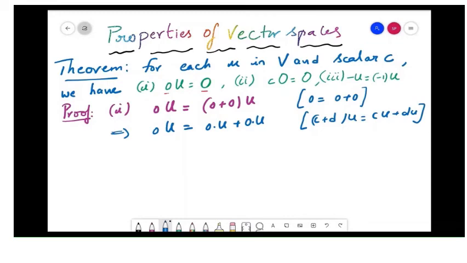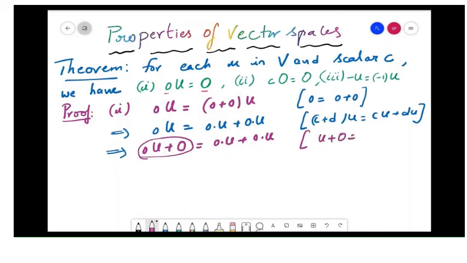Which implies, now I have on the left hand side 0 into u, which is a vector. So I can add a 0 vector to that. I wrote 0u plus 0 is equal to 0 into u plus 0 into u, because on the left hand side, to the vector 0 into u, I added a 0 vector. In any vector space, what is the property of the 0 vector? You add it to a vector, u plus 0 is equal to u. Therefore, for 0 into u in the second step, I can add the 0 vector, and its value does not change.